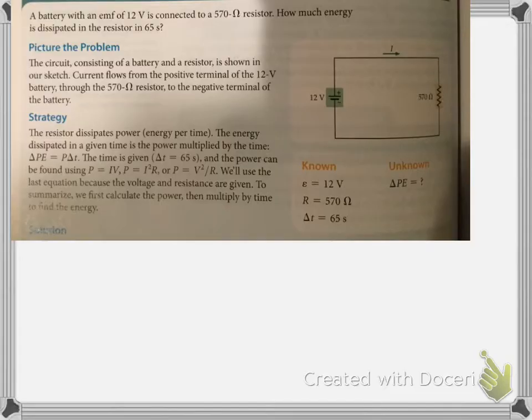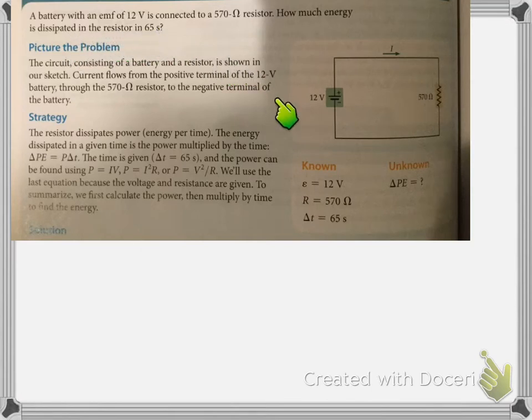All right, so your next example, if you go on in your book, is on page 768. And in this one, we even have a picture here for us. It says a battery with an electromotive force of 12 volts is connected to a 570 ohm resistor. How much energy is dissipated in the resistor in 65 seconds?